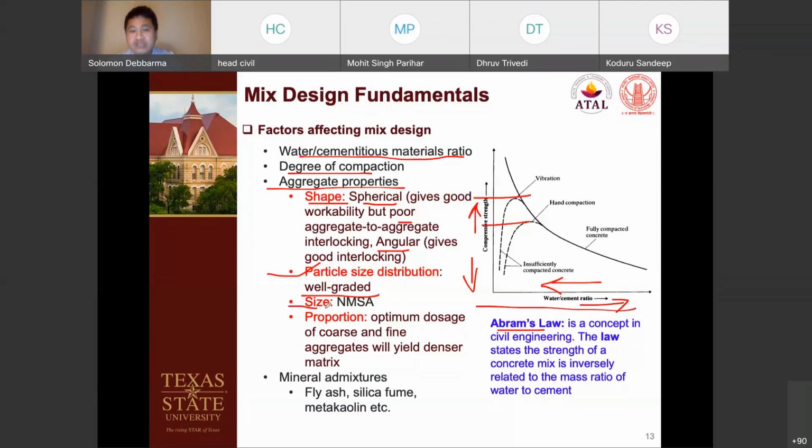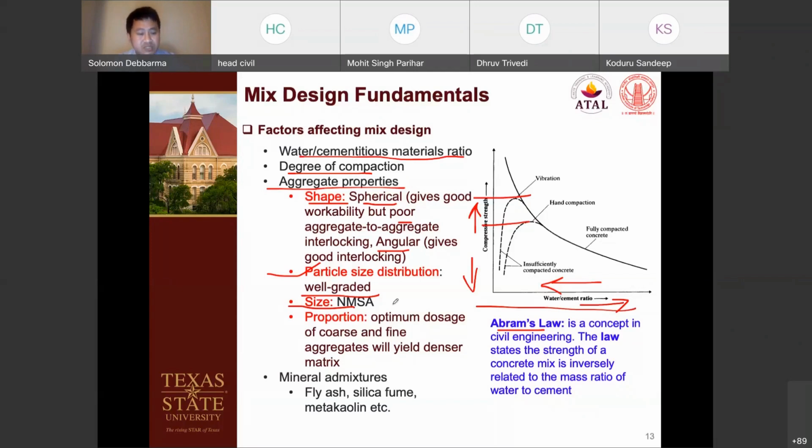And yes, of course, the nominal maximum size of aggregate plays an important role, like I have mentioned. So in most of the books or in some of the literature, what we will find is that if the nominal maximum size increases, the strength also will be higher. Why? Because if the aggregate size is larger, the voids will be less, and if the voids are less, which means less paste.